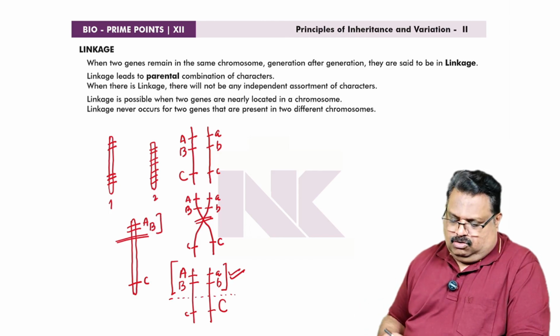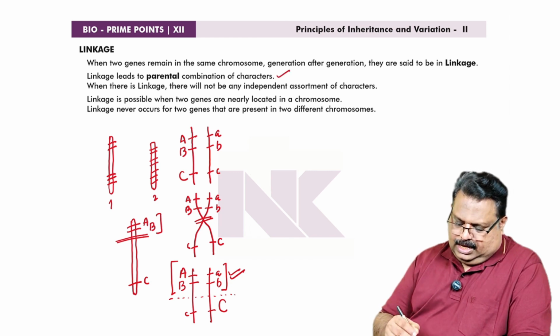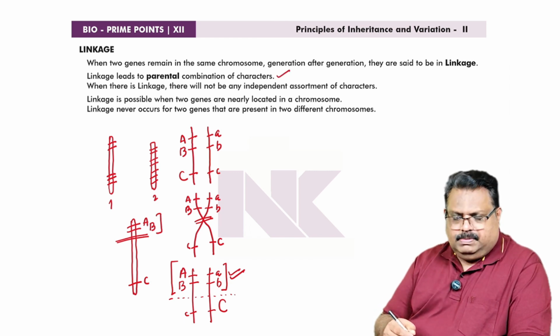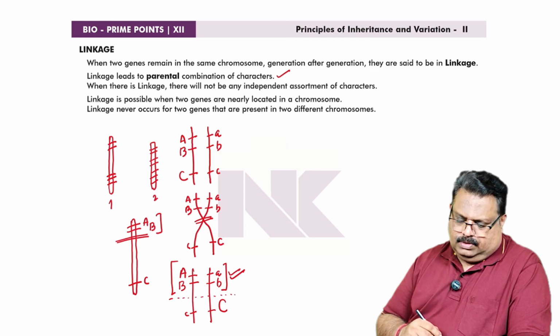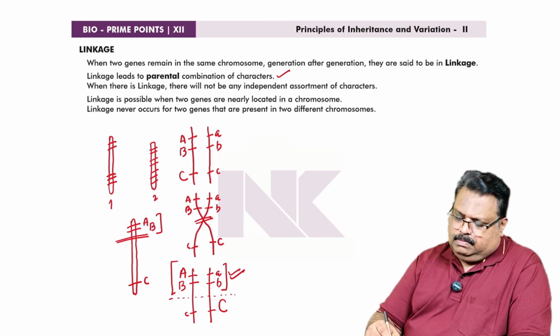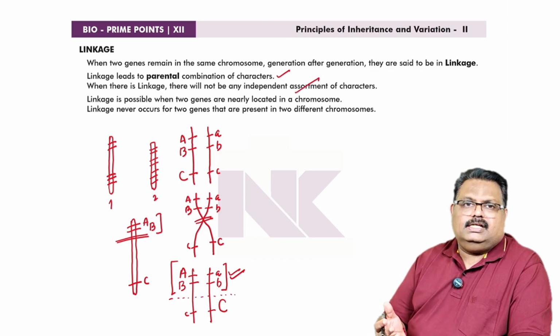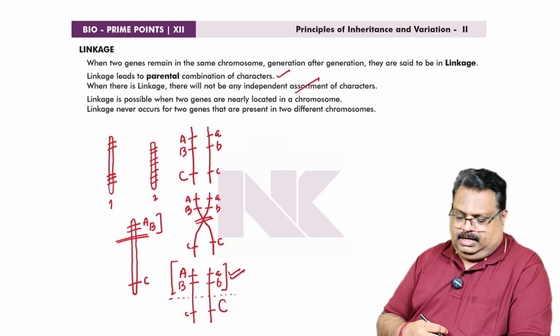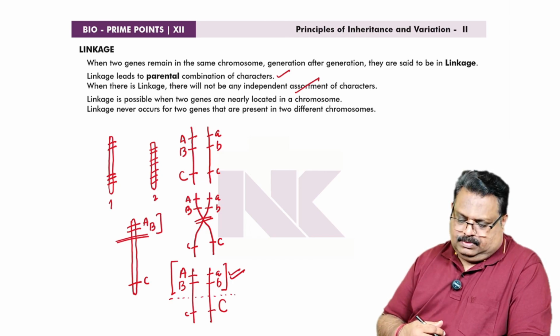Linkage leads to parental combination of characters. That means capital A, capital B in the parent, capital A, capital B in the offspring also. When there is linkage, there will not be any independent assortment. So non-parental combinations are not obtained, only parental combination.